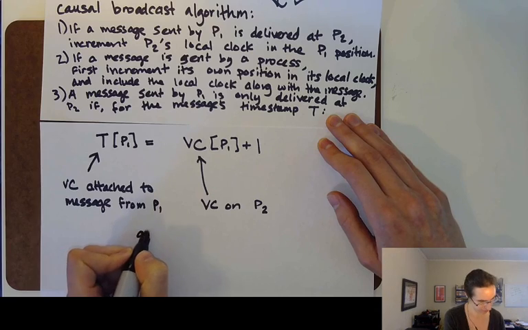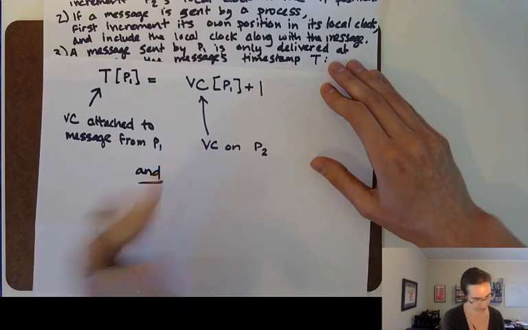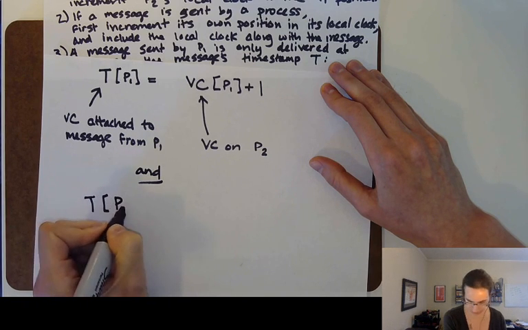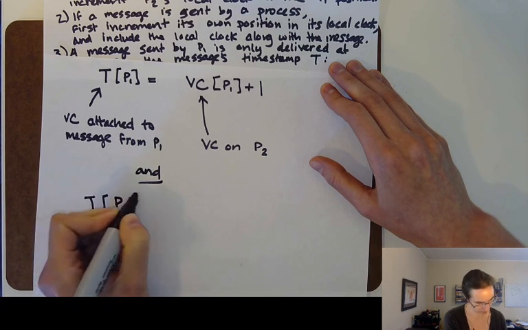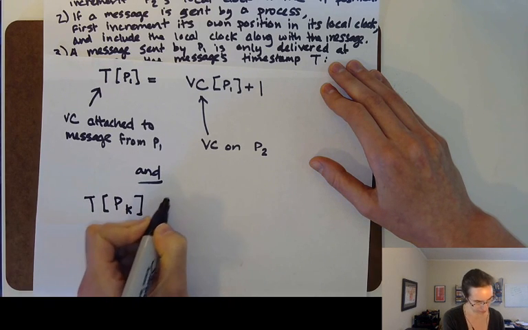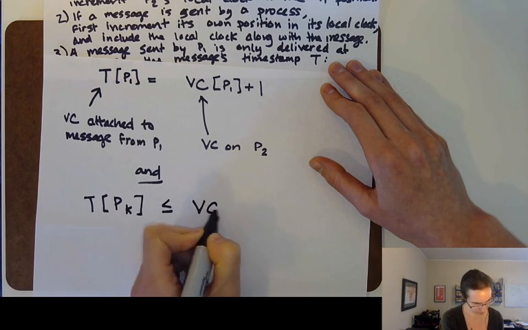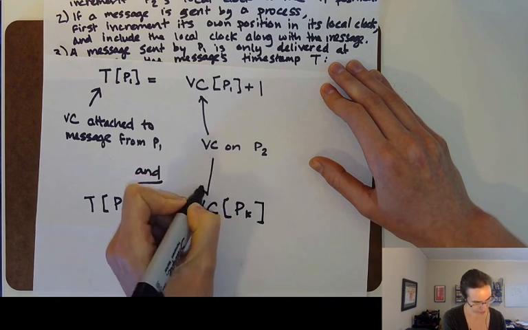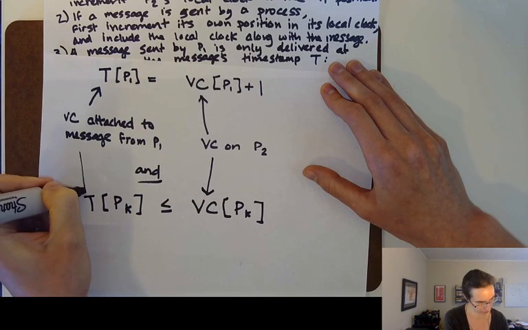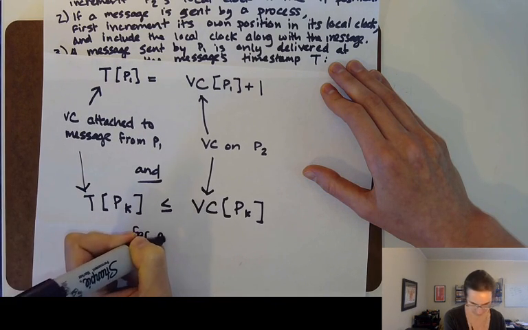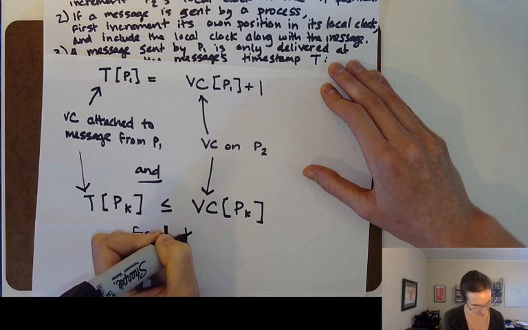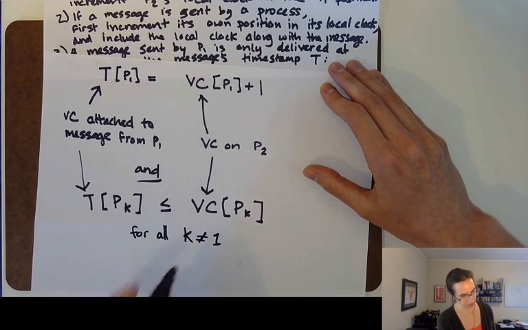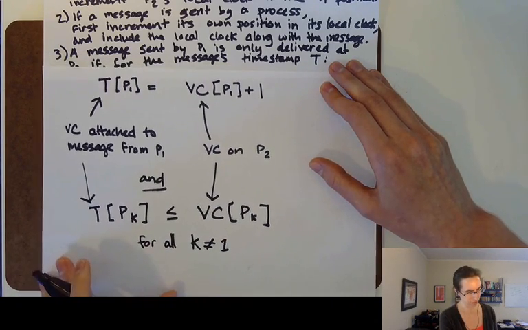And it also has to be the case that the timestamp for every other position, let's call it K, has to be less than or equal to that position in the vector clock on the receiving process. For all K other than the K of the process that's sending the message.